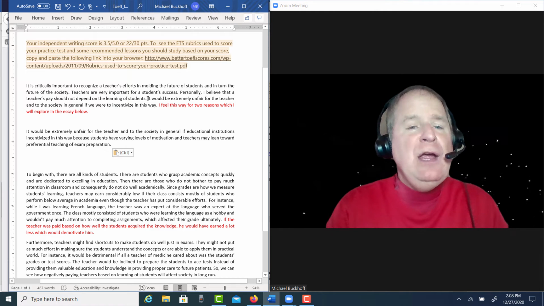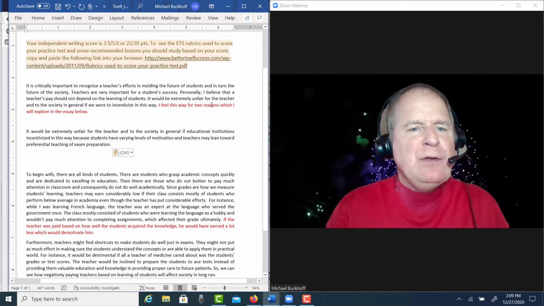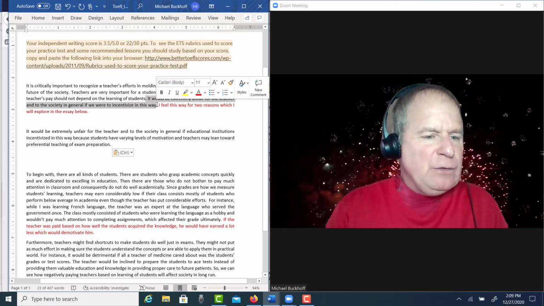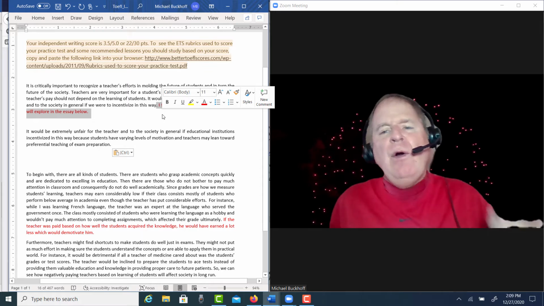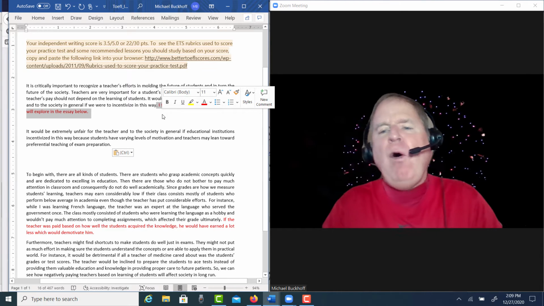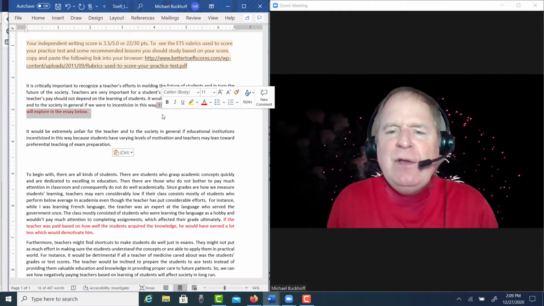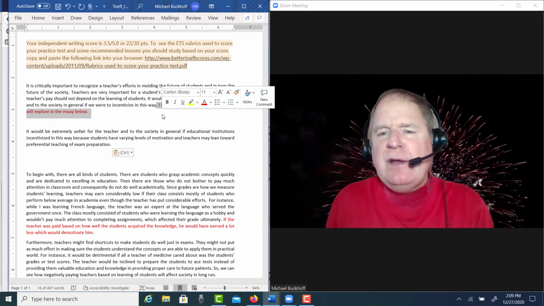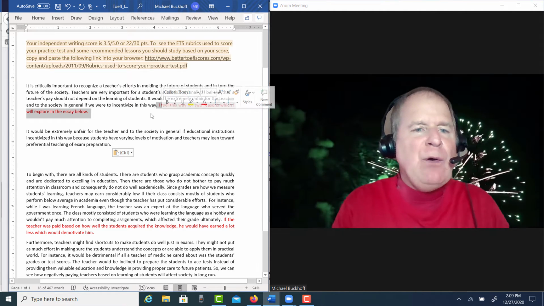So you said it would be extremely unfair for the teacher and to the society in general if we were to incentivize in this way. I feel this way for two reasons, which I will explore in the essay below. Look at that. You have one sentence here, which is only 23 words, and then you have this one, which is 16 words. So the most important sentence in the whole essay is only 16 words. Do you think that the ETS's scoring engine is going to be impressed with a 16-word sentence, and a sentence that they've seen hundreds and hundreds, if not thousands of times? I don't think so.